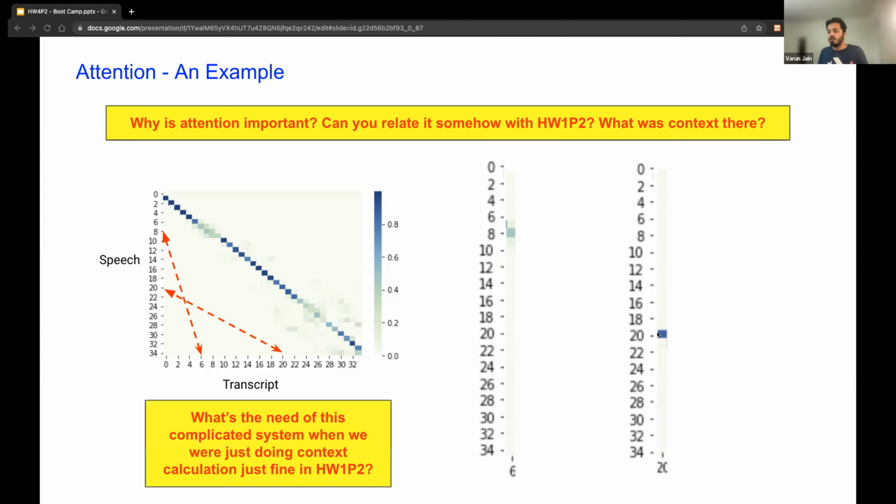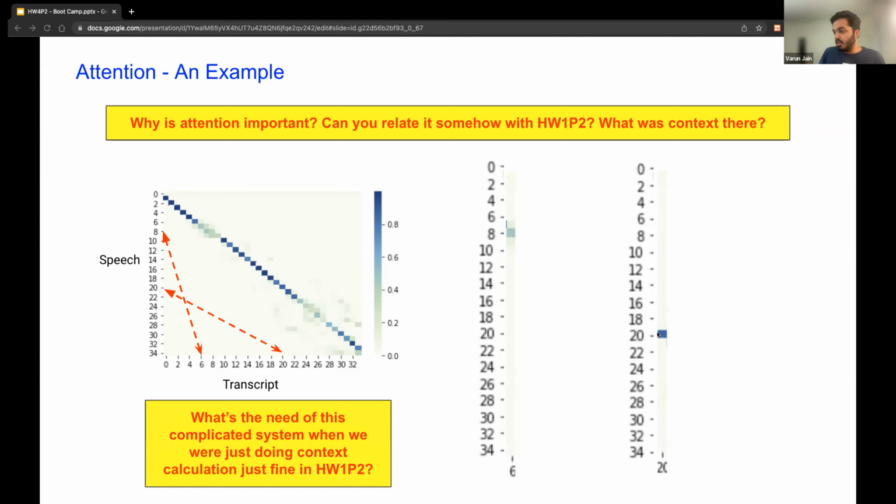You might also think, why are we using such a complicated system to calculate this context when it is always going to be very similar, like if we give it 20, it just predicts something like 19 or 20? Why are we doing such a complicated thing just to calculate the context? This context is very similar to something we were doing in 1P2, where we were just taking the time steps before and after the frame that we were trying to predict, right?